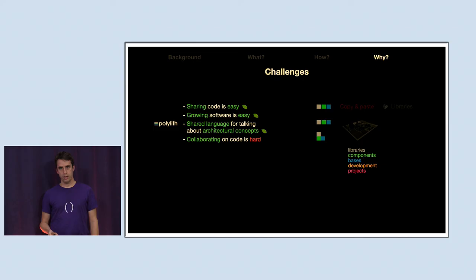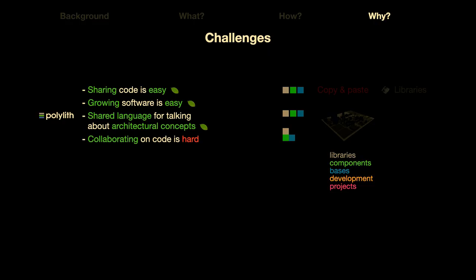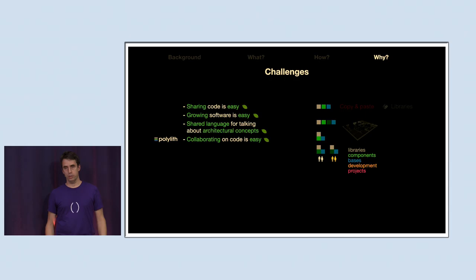And another problem today is that collaborating on code is hard. But with Polylith, that's easy. It's very common today that you work in teams, and each team is responsible for one or several services. But each team works in their own code bases or projects, so we don't share code and so on. But with Polylith, we have one place for all our building blocks, and all teams work in the same place, you could say. And different teams can share the same components between services and teams.